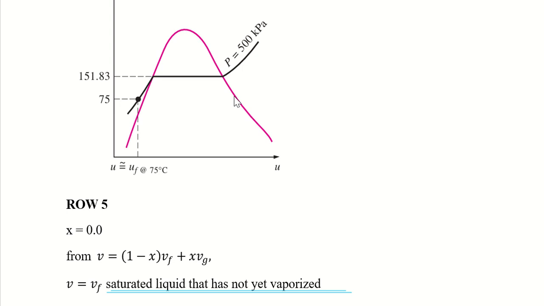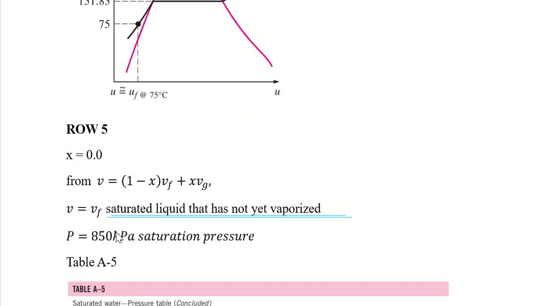And I did cover all this before, in the videos I've been telling you about. But to specify, the whole point is we've been given a quality of 0, and it's along this line. The mixture is along this line. It's not yet started vaporizing, so it's a saturated liquid.